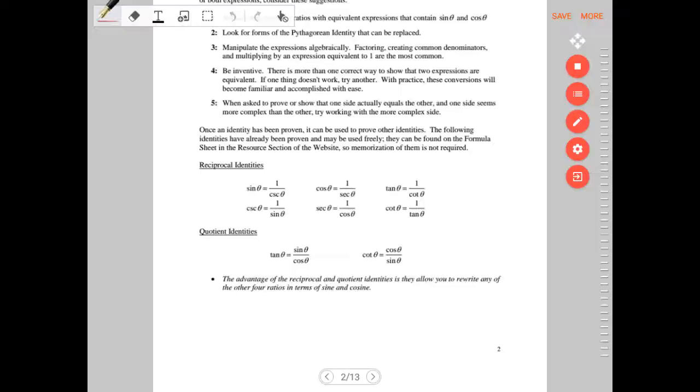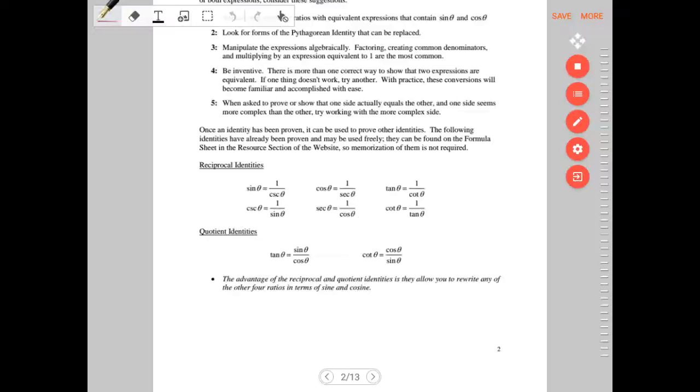You've already kind of seen these a couple chapters ago. So sine theta is 1 over cosecant, cos is 1 over secant, and tan is 1 over cotangent. And the reverse is also true. Cosecant is 1 over sine, secant is 1 over cos, and cotangent is 1 over tan. Alright, so we'll move on because we already know those ones.